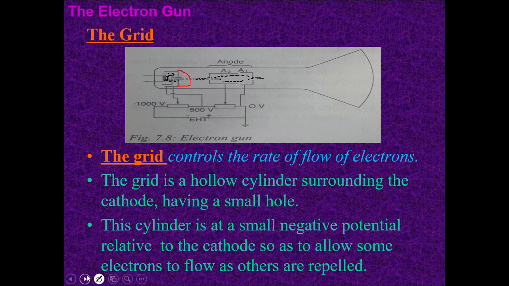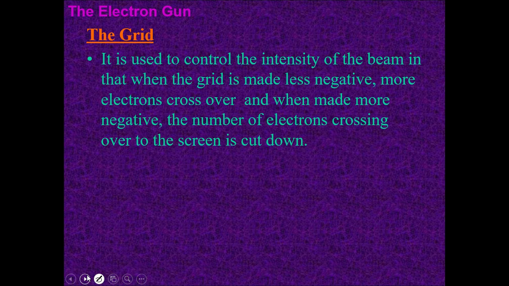Now, let us just explain what happens. What will be observed on the screen when they control either an increase in the rate of flow of electrons or a decrease in the rate of flow? So it is used to control the intensity of the beam, in that when the grid is made less negative, more electrons cross over, and when made more negative, the number of electrons crossing over the beam is cut down. So basically, the moment we allow more electrons to flow, that means we reduce the potential difference between the grid and the cathode.